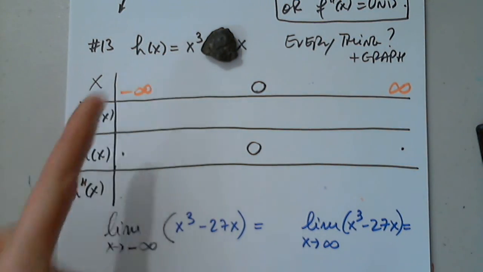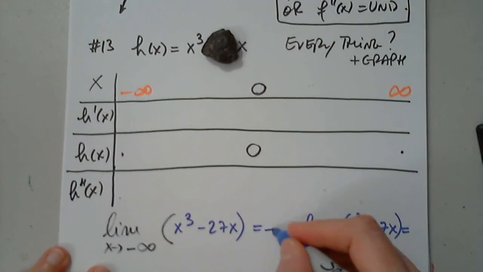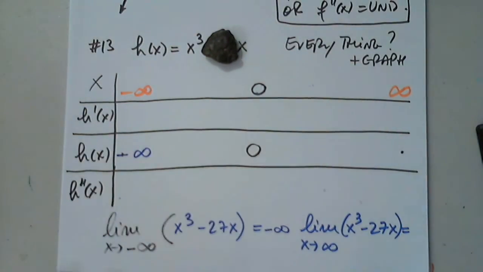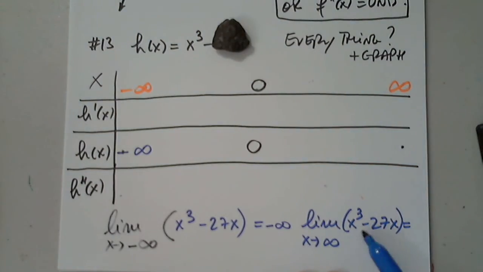Where does x cubed go when x approaches negative infinity? And I will write the answer here. Negative infinity. Absolutely. Very good. Awesome. Excellent. Same thing here. Where is x cubed going when x approaches infinity? Positive infinity. That's it. That's how we determine the limits.